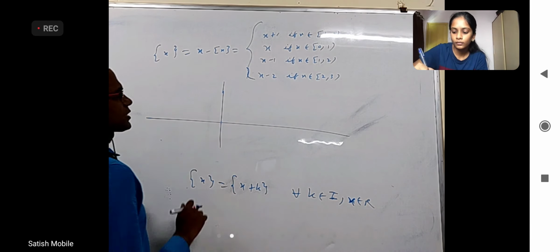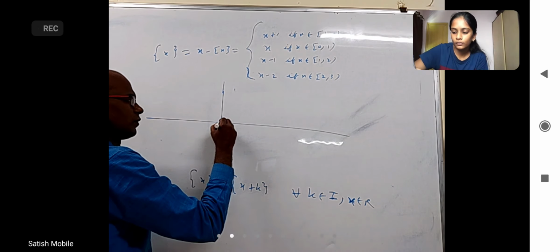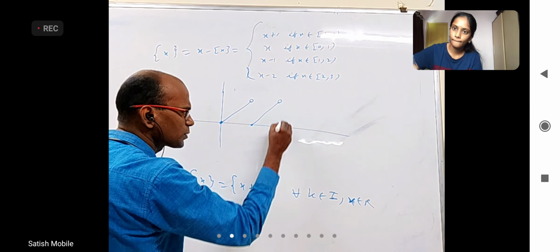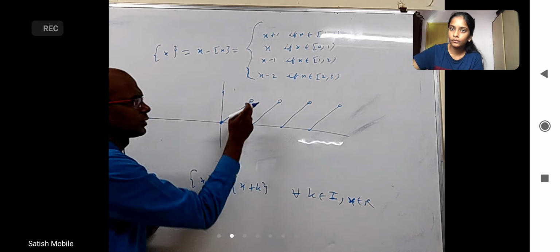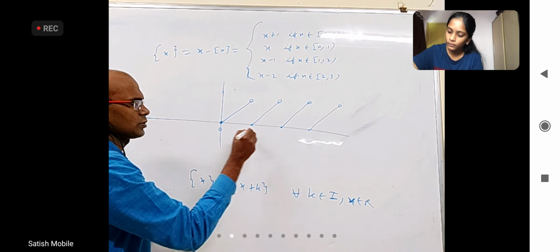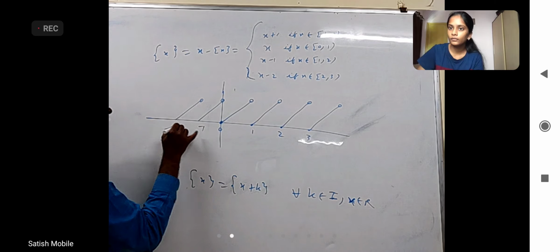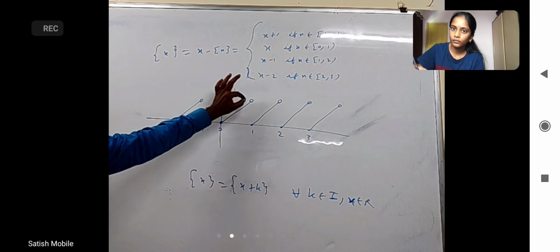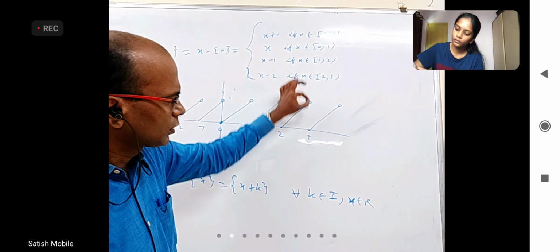Graph of fractional part of x, y is equal to fractional part of x. From 0 to 1 it will be like this. This is closed, this is open. This is closed and again open. Right below this, it is here and then this. This point and this point should be in the same vertical line. This is 0, this is 1, this is 2, this is 3. This is -1, this is -2. This maximum value is 1. So fractional part of x will increase from 0 to 1. Suddenly drops down to 0, again goes up to 1. Suddenly drops down to 0, again goes to 1. Drops down to 0, again goes to 1.